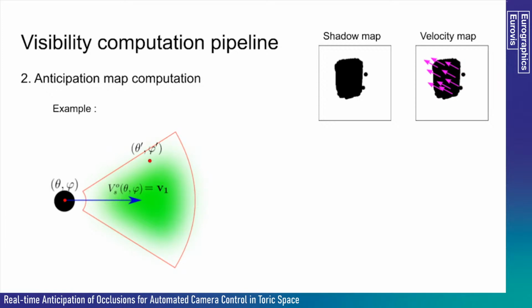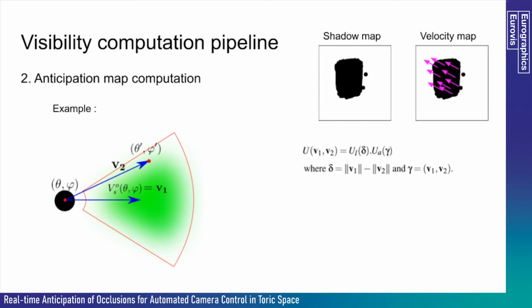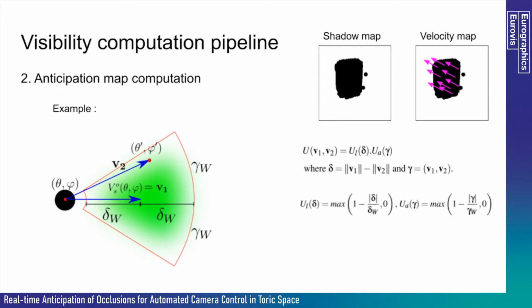Let's take a look at how to compute the probability of a pixel at the position theta phi to be at the position theta prime phi prime in the next frame. Knowing that we define this area using linear and angular speed, we define the uncertainty the same way. Considering the two vectors v1 and v2, we define the uncertainty function u that compares the two features. We apply a decreasing linear function between 0 and 1 on the norm difference and the angle between the two vectors.